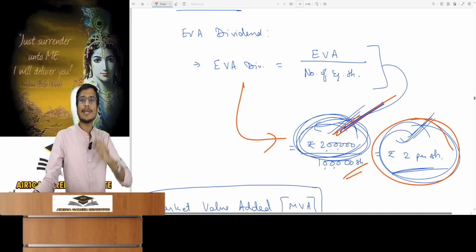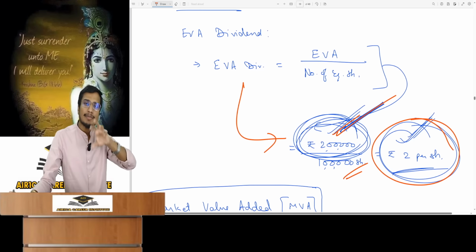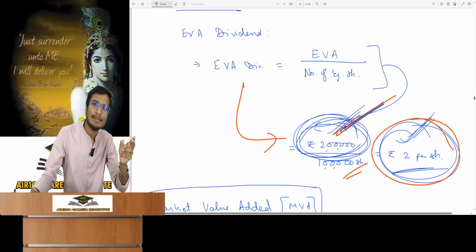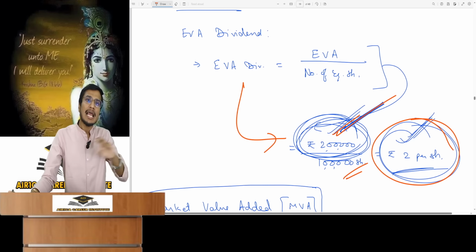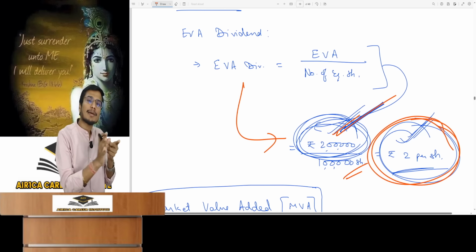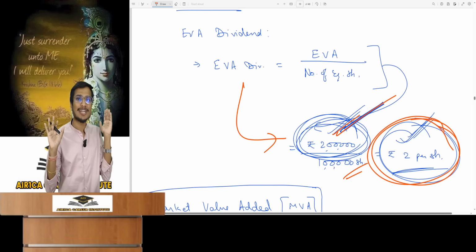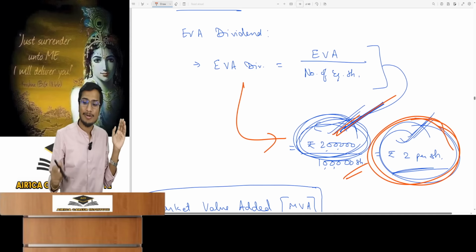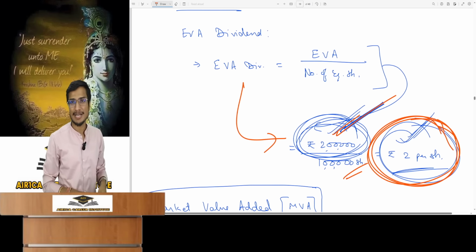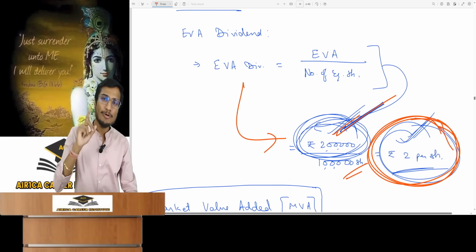What does EVA dividend truly mean? It indicates the amount of dividend a company can actually pay before its overall value begins to decline. Meaning the company can pay a dividend of rupees 2 per share to its shareholders. If it pays more than this, the company's value will start to decline. A company's value will decline if it pays even rupees 2.1 per share. How will that happen? Why will value decline?